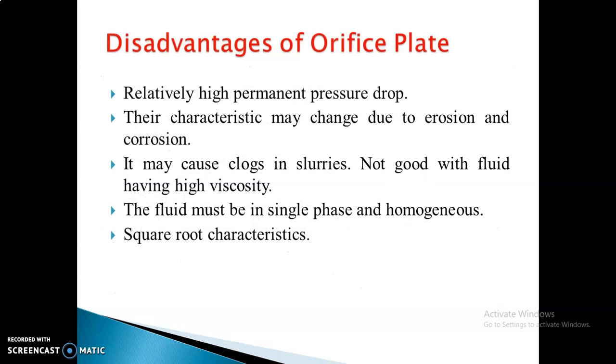The disadvantages of this orifice plate: it has a relatively high permanent pressure drop. The characteristics may change due to erosion and corrosion, and it may also cause clogs in slurries. It is not good with fluids having high viscosity. So for high viscosity fluids, the orifice flow meter is not a suitable one. The fluid must be single phase and homogeneous, and moreover it produces a non-linear response. That is the reason they go for the square root characteristics that we have already discussed in part A.